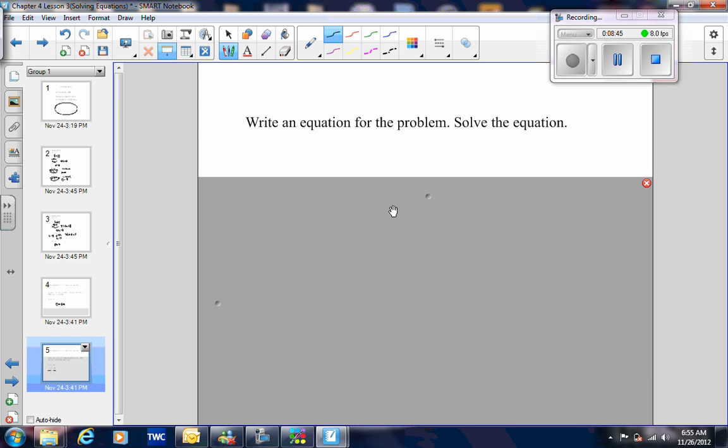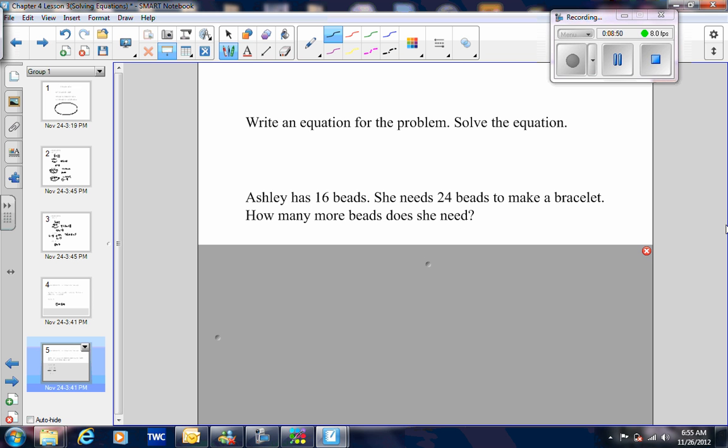Okay. Write an equation for the problem and then solve that equation. Ashley has 16 beads. She needs 24 beads to make a bracelet. How many more beads does she need? All right, so go ahead and pause the lesson right now and on this little sheet of paper that you have, go ahead and give this a shot. Ashley has 16 beads. She needs 24 beads to make a bracelet. How many more beads does she need? All right. Hopefully this went okay for you.